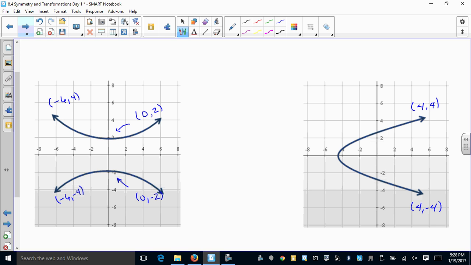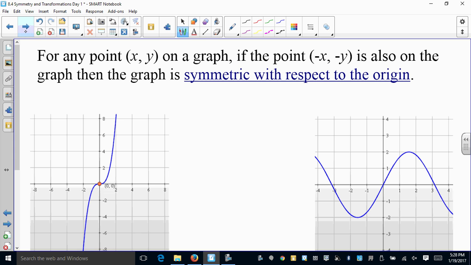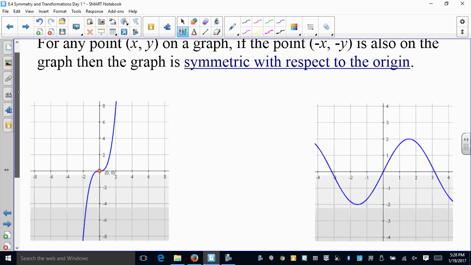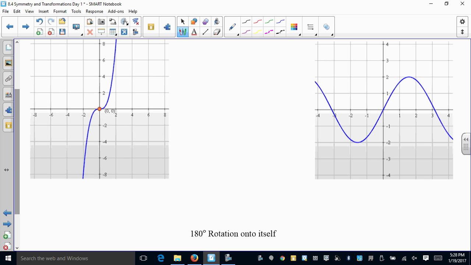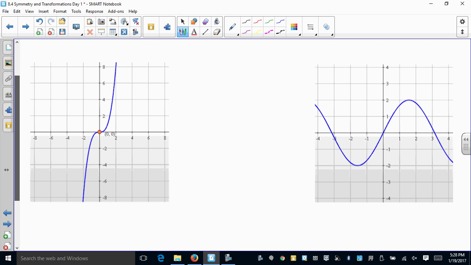And the last one is your symmetry. You change x and y to both -x and -y. This would give you symmetry to the origin. This is also considered a 180-degree rotation. There it is, 180-degree rotation. This one here, the simplest way is turn it upside down. And it should look the same.